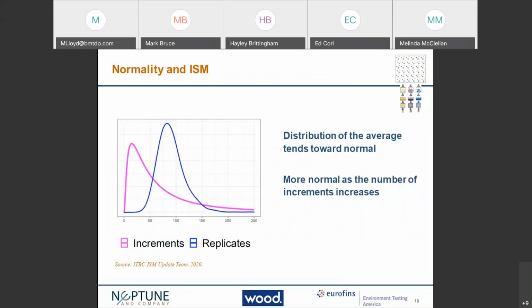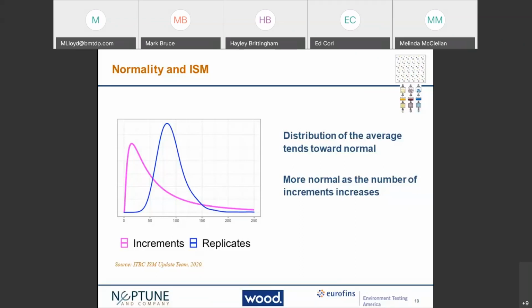And since ISM samples represent an estimate of the average concentration, statistics tells us that we expect them to follow a normal distribution, which is going to be more symmetric, and that's going to be helpful when we get to the statistical analysis. So as an example, the pink curve in this figure shows a hypothetical underlying distribution of the increments, and that's also the distribution we'd expect if we collected discrete samples. And when you collect ISM samples, you end up with a distribution like the blue curve, which represents the distribution of the mean.